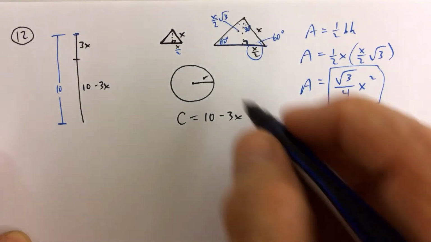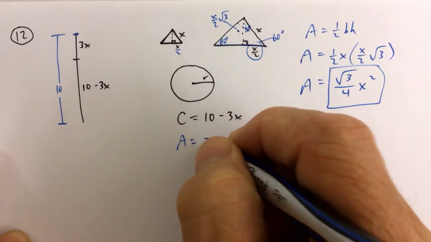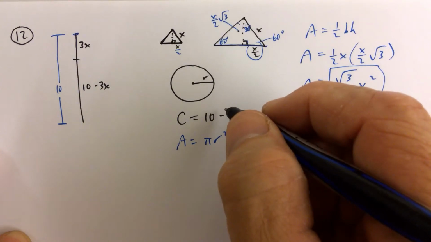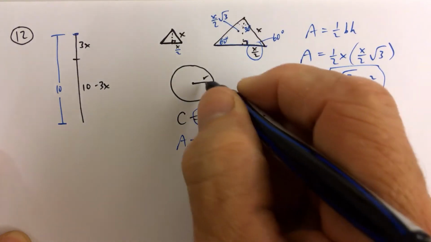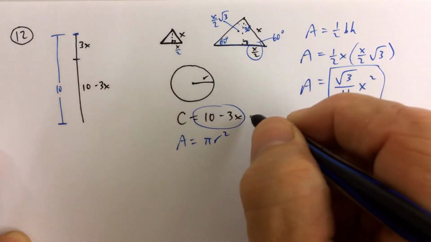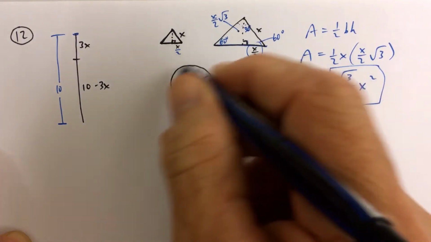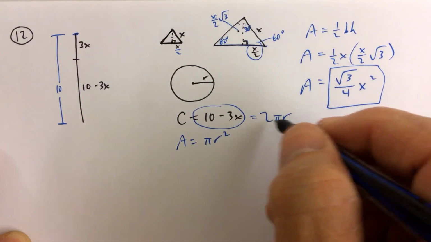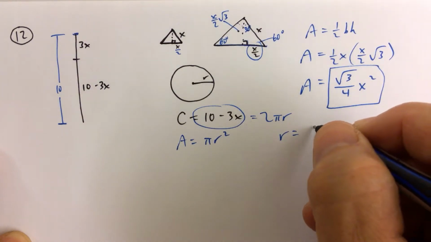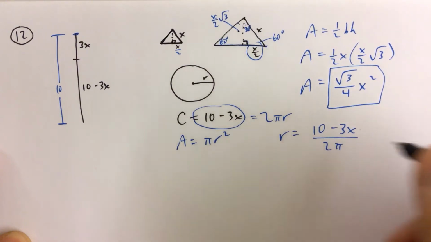Now, we want to come up with the area of the circle, and we know that the area of a circle is pi r squared. To get the radius, since the wire 10 minus 3x was used to make the circle, that's equal to 2 pi r, the circumference of the circle. So if 2 pi r is 10 minus 3x, dividing both sides by 2 pi, r is 10 minus 3x over 2 pi.